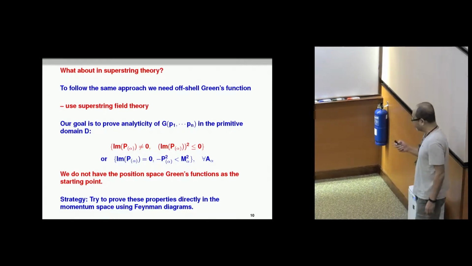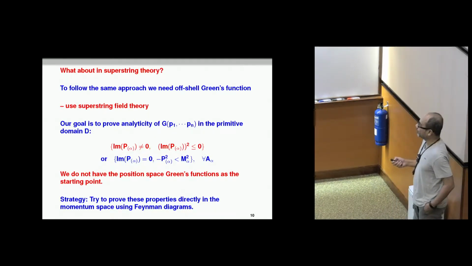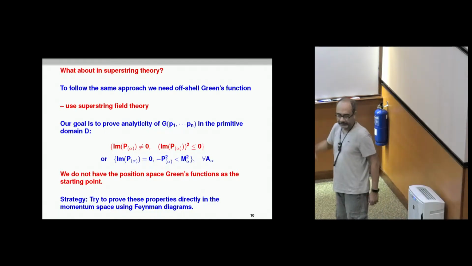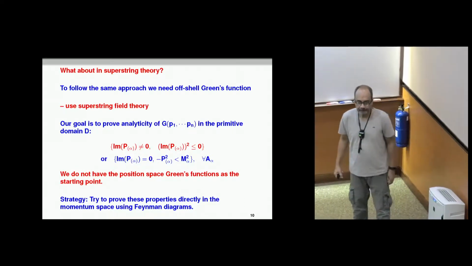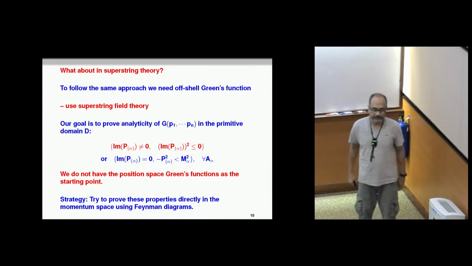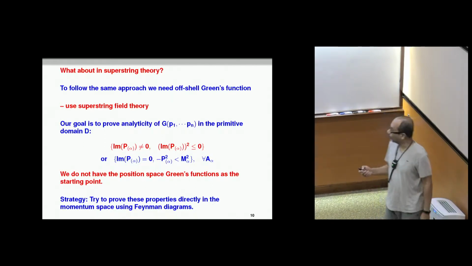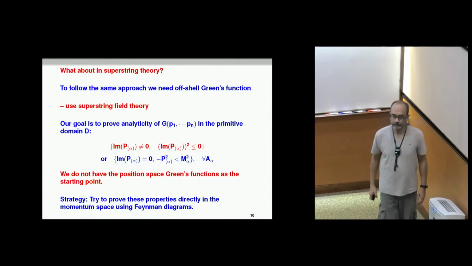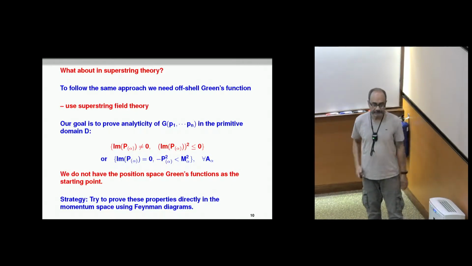So the strategy is to try to prove these properties directly in momentum space using Feynman diagrams. The proof will be perturbative, to a given order in perturbation theory. We simply directly examine the Feynman diagrams of superstring field theory and see if we can prove these results to a given order in perturbation theory. So that is the strategy.